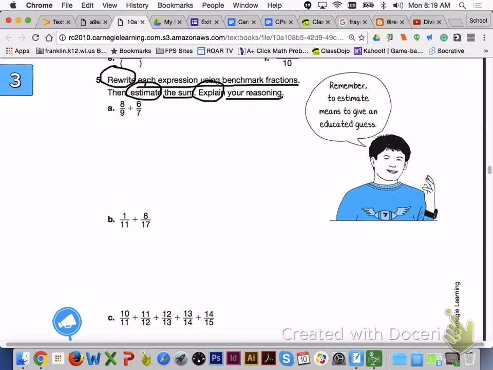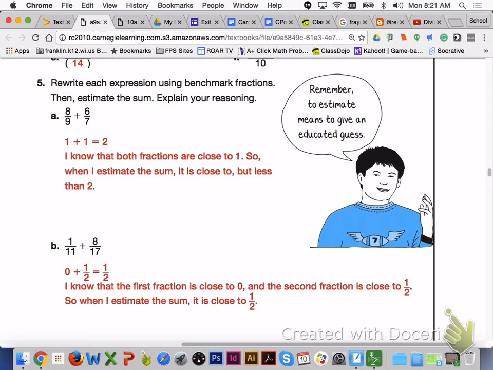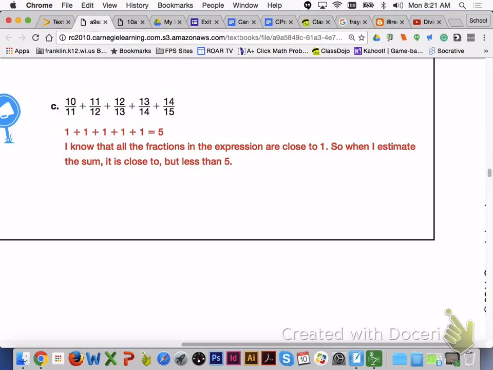Answer number 5, letters A through C with your group members, and remember to estimate means to give an educated guess. For number 5, letter A, I know that both fractions are close to 1, so my estimated sum would be 2. For letter B, 1/11 is close to 0, 8/17 is close to 1/2, so my estimated sum would be close to 1/2. And for letter C, I know that all of the fractions are close to 1, so my estimated sum would be 5.